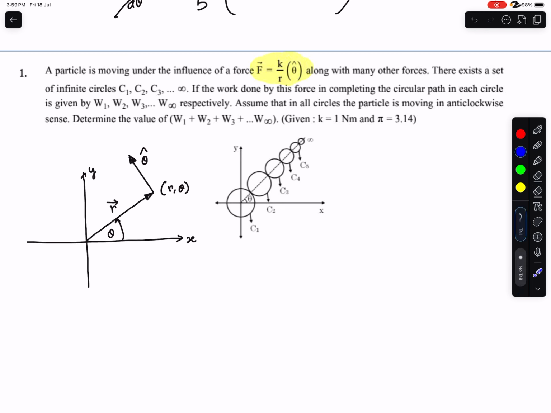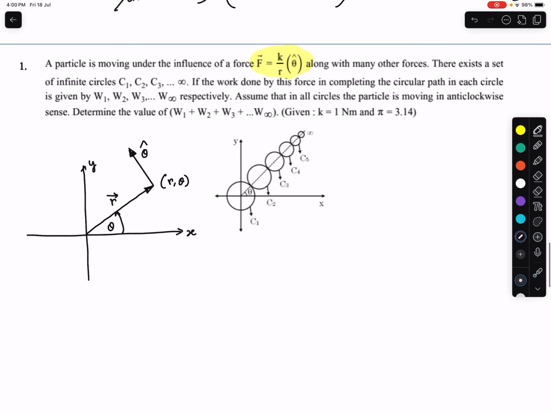Dekho. So a particle is moving under the influence of this force along with many other forces. There exists a set of infinite circles, C1, C2, C3, C4 and up to this. If the work done by this force in completing the circular path in each circle is given by W1, W2, W3, W4 and up to W infinity respectively, assume that in all circles the particle is moving in anticlockwise sense, determine the work done. See, we will use a certain concept here.